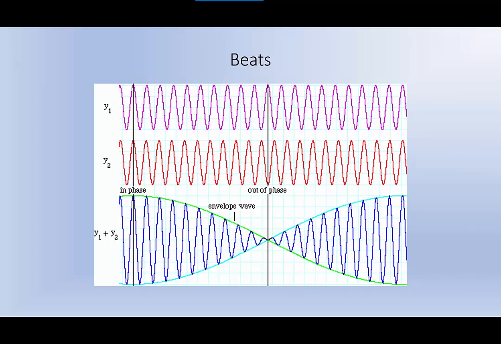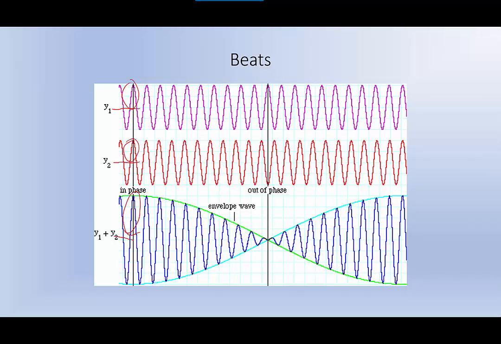The red one, which is y2 in the middle there, has a slightly higher frequency than the purple one at the top. So as the waves start, they are in phase, and the resultant wave, y1 plus y2, is going to be their amplitudes doubled because they have the same amplitude, so the resultant will be twice the amplitude. However, as time goes on and the waves no longer line up, the resultant wave starts to change.